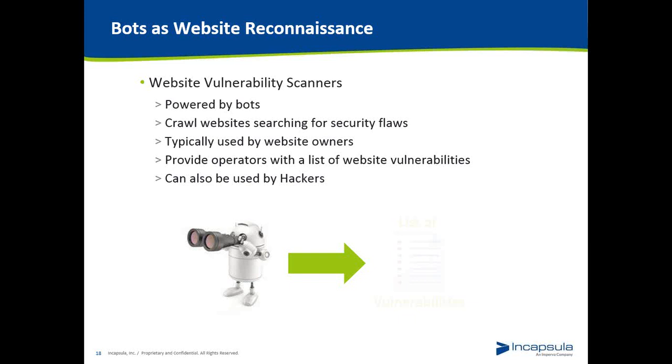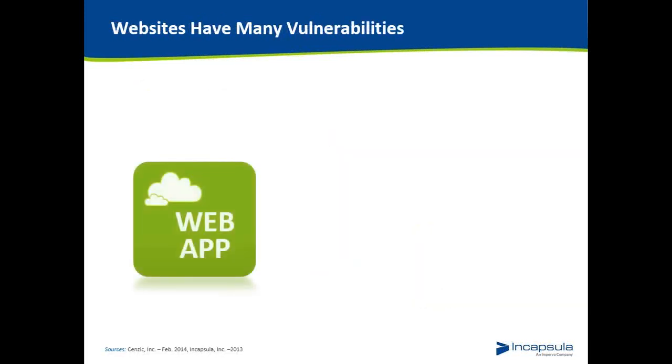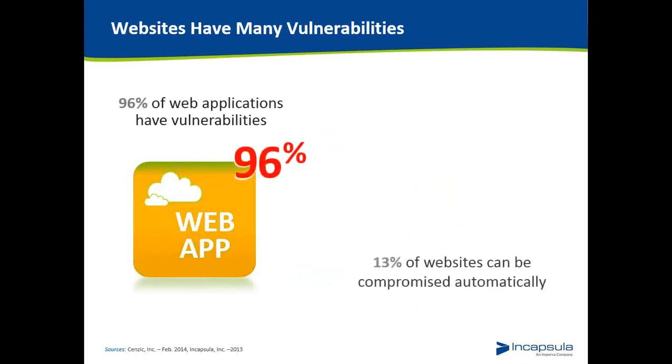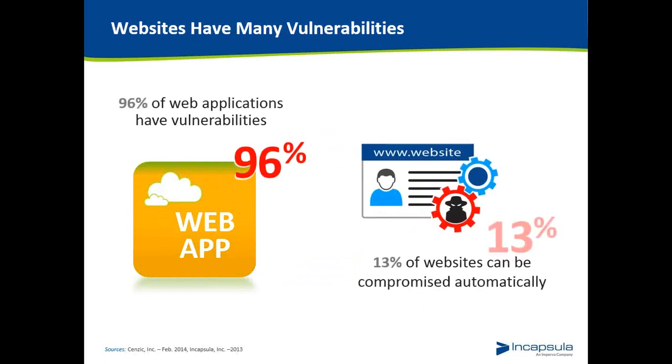Now that we know that hackers have an automated tool which they can use to assess websites for vulnerabilities, you might be asking yourself, what is the chance that your website has an application which has a vulnerability? Well, according to a report by Sensic, a leading vulnerability scanner, 96% of today's web applications have vulnerabilities. And of that, 13% of the websites can be automatically compromised.